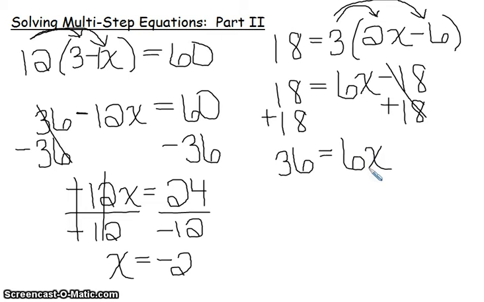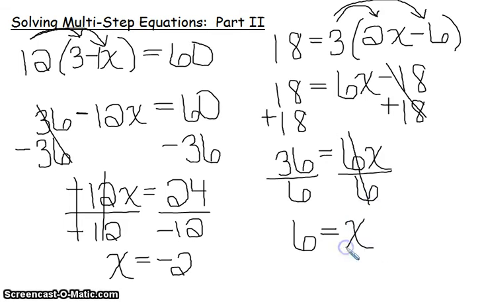And then finally, since you have 6 times your x, the inverse operation would be to divide by 6. So 36 divided by 6 leaves you with 6. 6 divided by 6 leaves us with our positive 1, which is what we need, x. So solving equations using the distributive property.